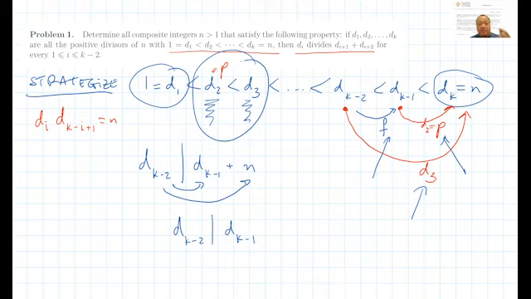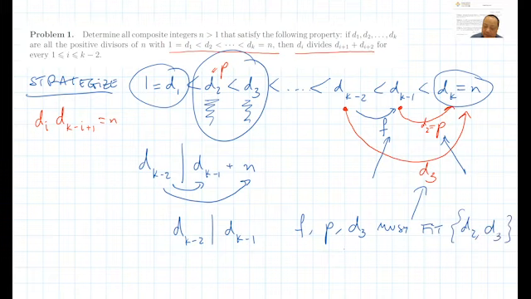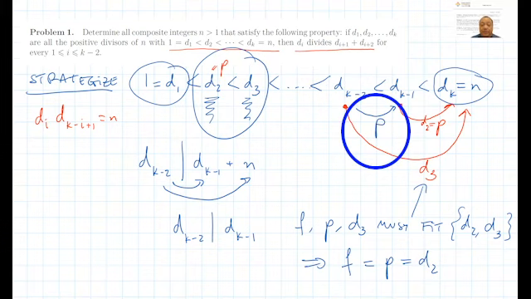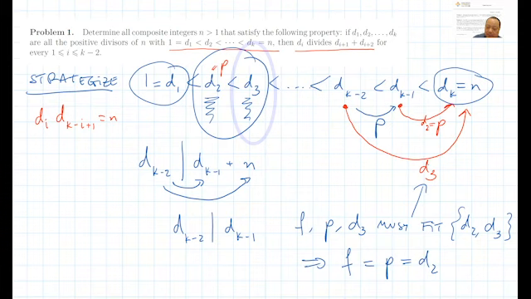because f is a proper divisor of d3. And therefore, f and p have to be the same. f, p, and d3 must fit in d2, d3. And since f cannot be d3, that means f and p must both be equal to d2. That factor over here has to be a p. That means d3 is p squared.